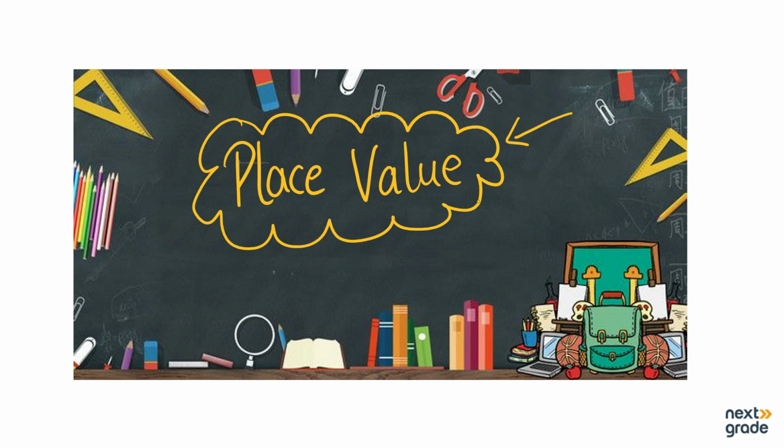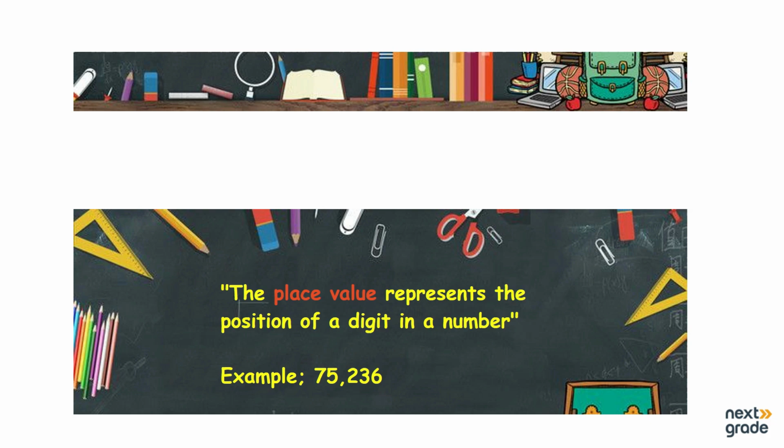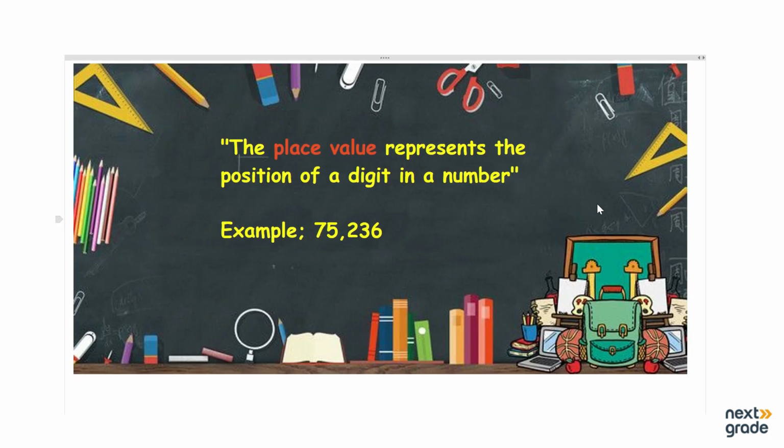Okay, before we begin, let's think about what place value means. The place value represents the position of a digit in a number. For example, we have a number over here, 75,236. Each of these digits represents a different position in the number, right?